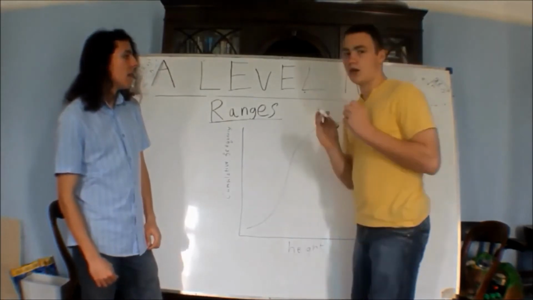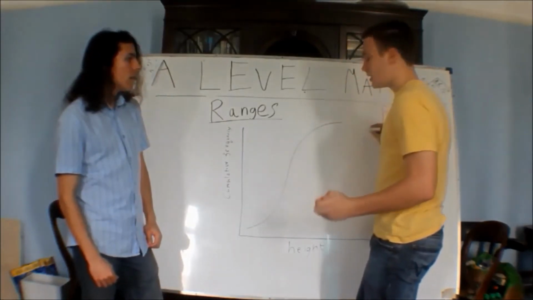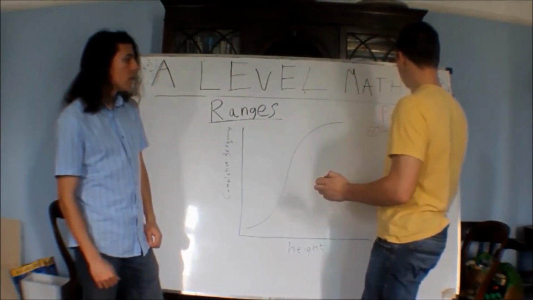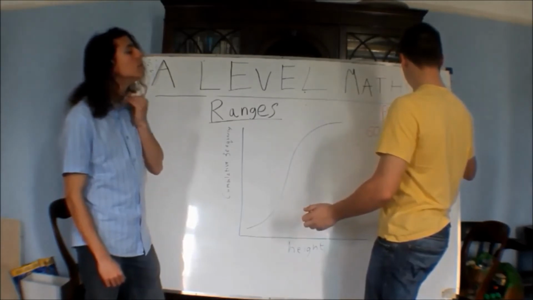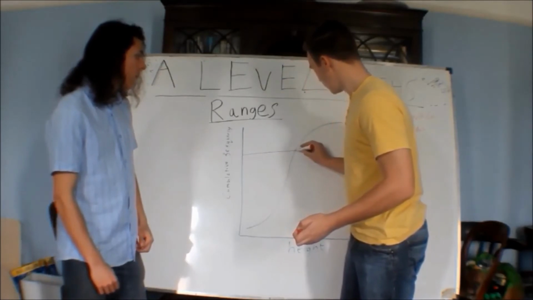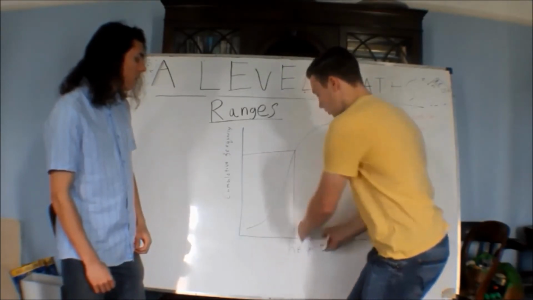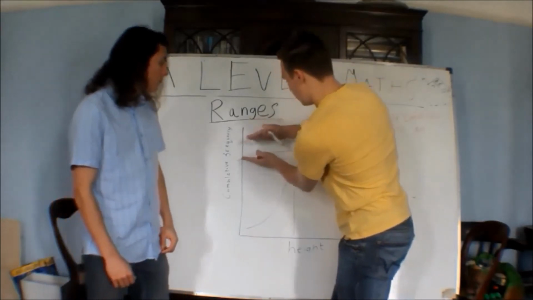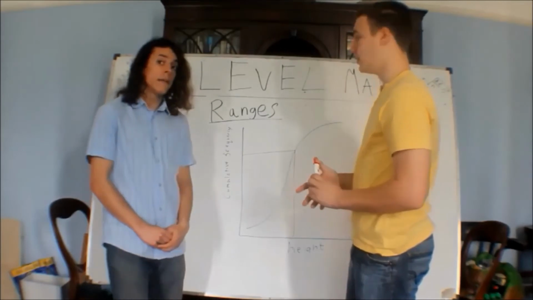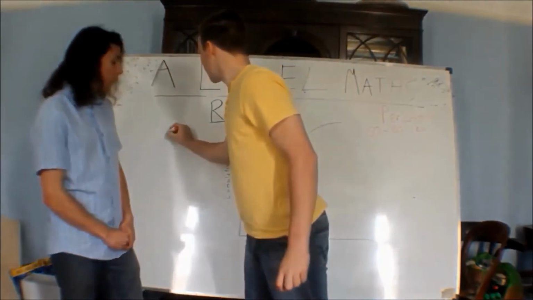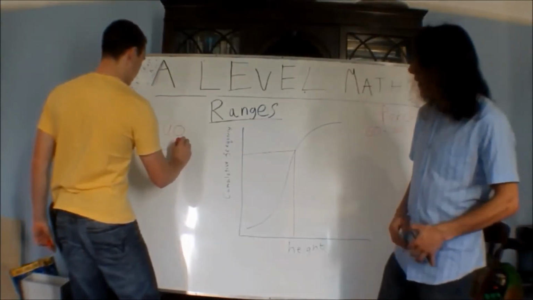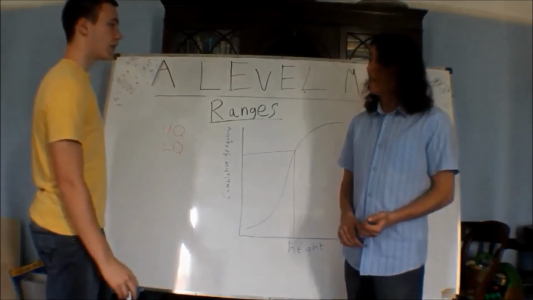So, if there's a 60th percentile, it would be where 60% of the data lies within that percentile. So you'd find 60% like that, and 60% of the data will lie within this 60th percentile, which is what we do with the interquartile range. We have the upper quartile and the lower quartile, and using these we find the interquartile range.